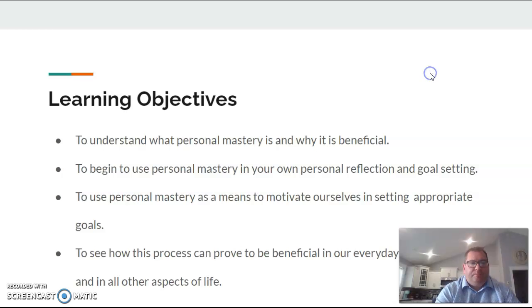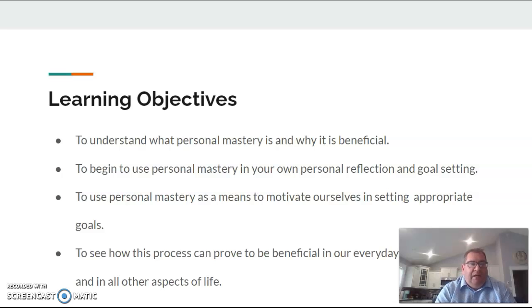So what is this lesson all about? What is this tutorial all about? Hopefully by the end of the tutorial, you'll have an understanding of what personal mastery is and why it is of benefit to you as a student. You'll begin to use, hopefully through this exercise, personal mastery in your own personal reflection and setting goals for oneself. I think that it's also an opportunity to link personal mastery and goal setting and setting appropriate goals and how they motivate us in life to achieve the things that we want.